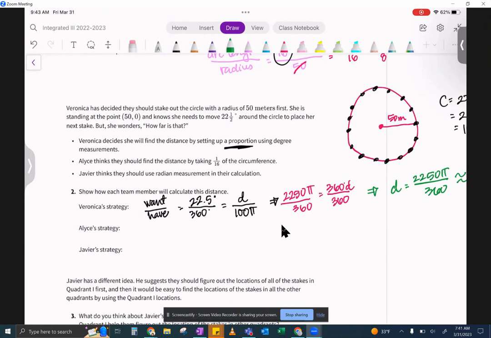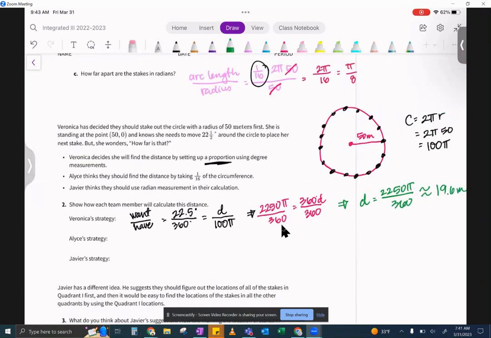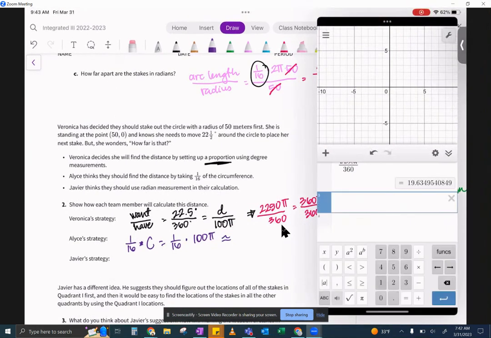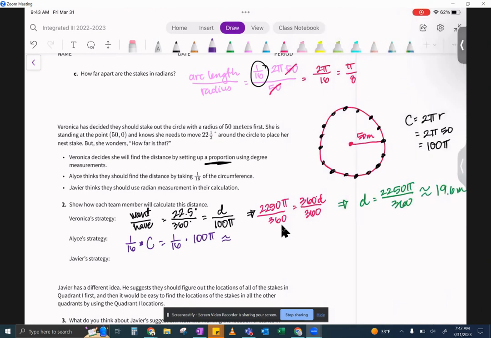Alice's strategy is, Alice thinks that they should find the distance by taking 1/16 of the circumference. So we just calculated the circumference at 100 pi. So her strategy is just going to be 1/16 times your circumference, which is 1/16 times 100 pi. So we're going to go 1 divided by 16 times 100 pi. And wow, I get the same answer, right? No surprise there.